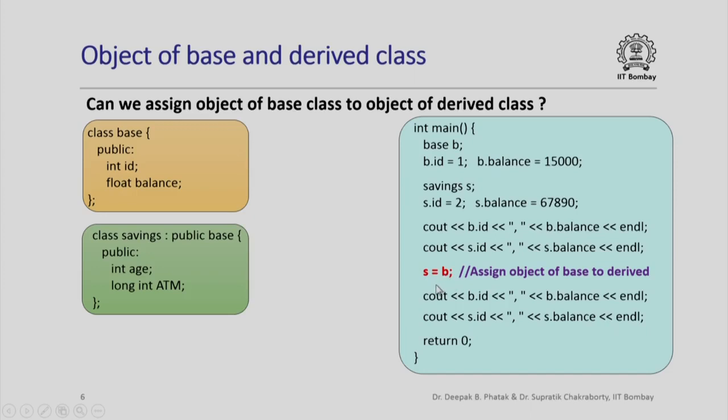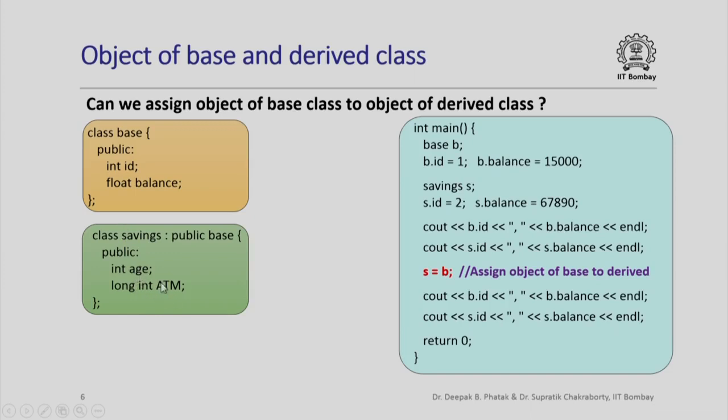If you think about it in terms of the operator equal to method, when I do this assignment, I am basically invoking the operator equal to method for the object S with the argument B. Now here the object S is of class savings. Class savings does not have an explicitly defined assignment operator, so we are going to use the default assignment operator for the class savings. What does the default assignment operator do?